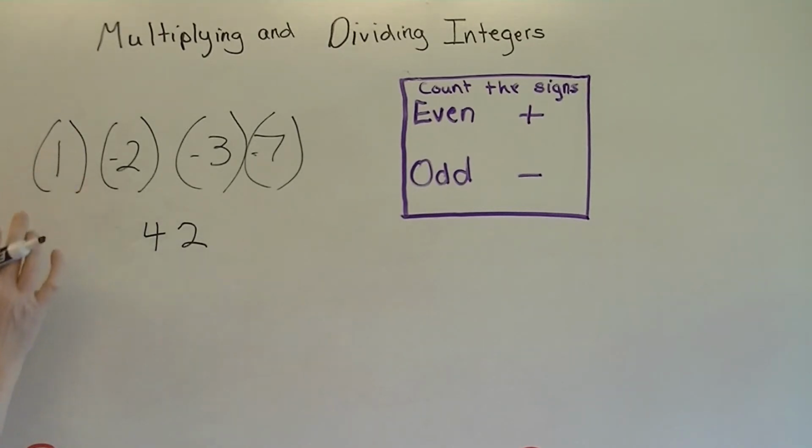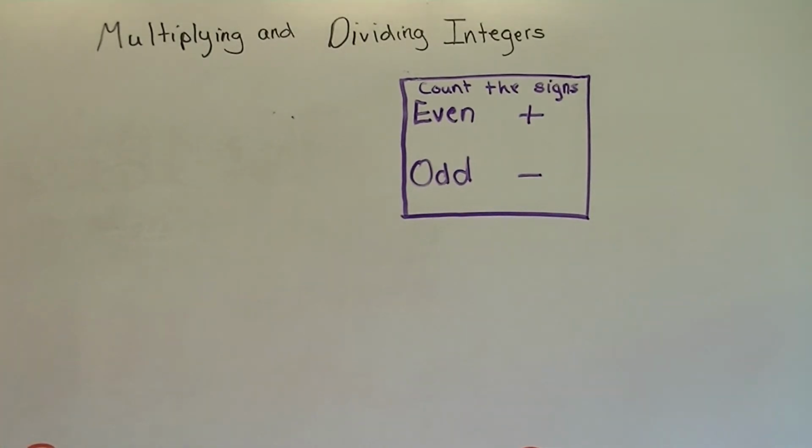Let's say that I took that one away, and that one away, and that one away. We're still going to get 42, and this time if we count the number of negative signs, there's 1. 1 is an odd number, and so that would make our answer negative 42.